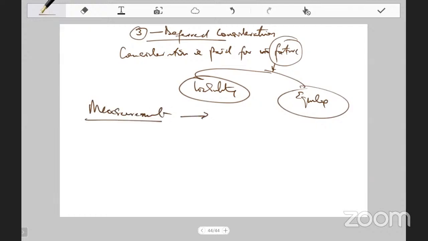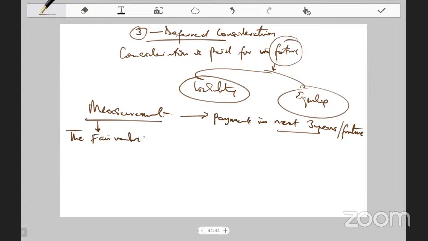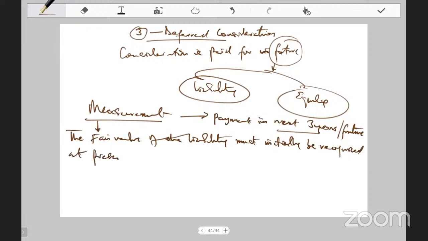How do you know this in the exam? The examiner will say that an amount will be paid in the next 3 years or in the next 4 years. Once you hear payment in the next 3 years or in future, you are referring to deferred consideration. Then the measurement: the standard says when payment is to be made in future, the fair value of the liability must initially be recognized at the present value of cash flow. Do you get that now?